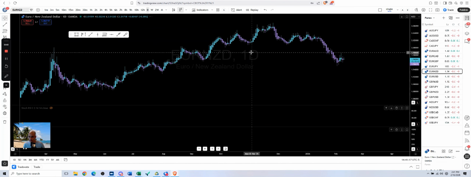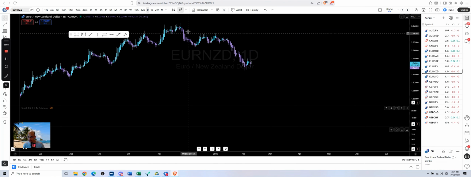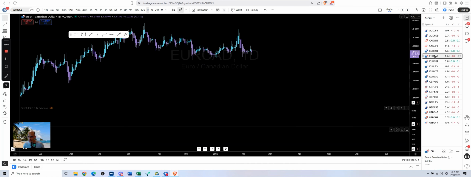Euro Kiwi's the same way. This one's actually pretty nice, right? This has been a nice trending move down, again, as opposed to this, right? And so that's how I've been trading this. And again, with that, I've been trading it just on my funded account.